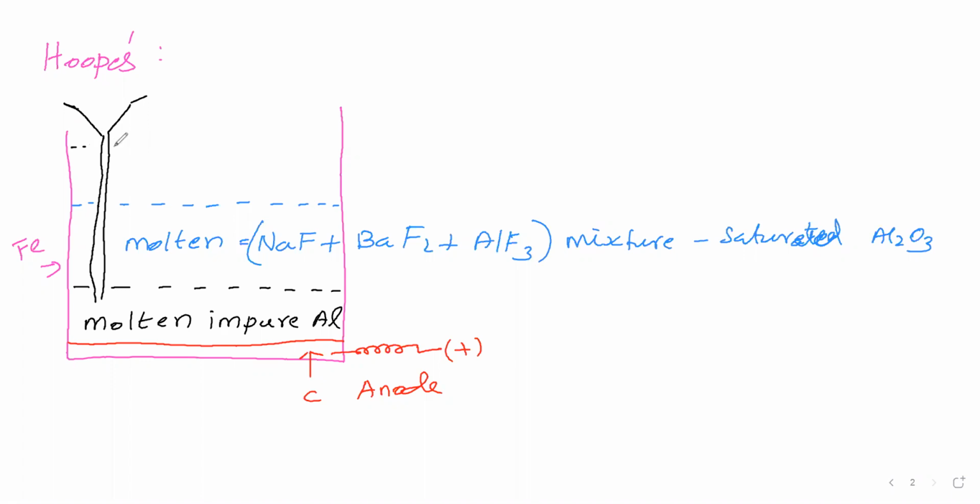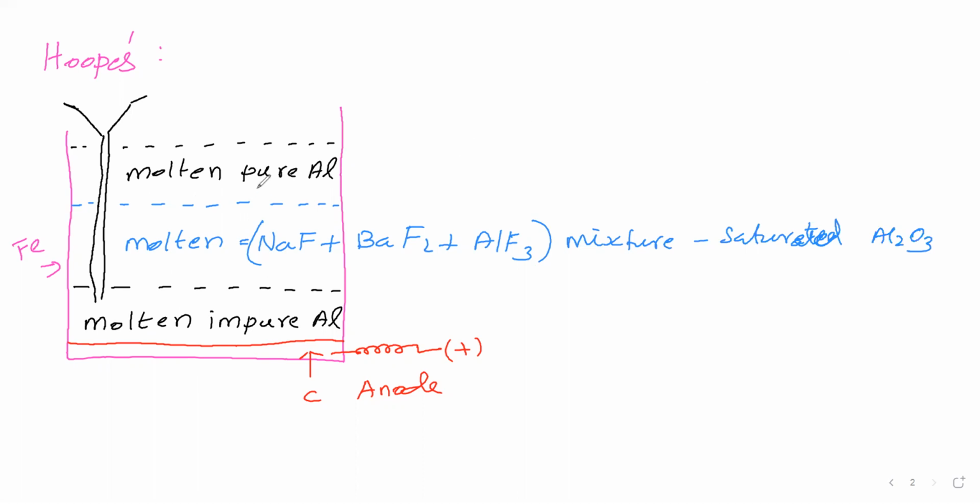Next, we are taking molten pure aluminum here. Now all three are in the molten state, while this carbon anode at the bottom is solid. These are three layers: the bottom layer, the middle layer and the top layer. Because of the difference in densities, the layers are arranged like this.